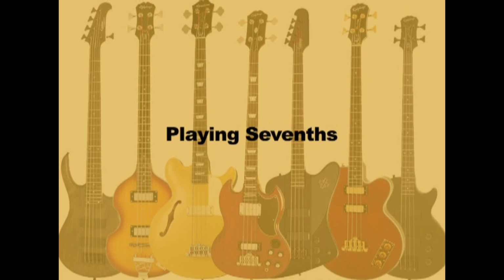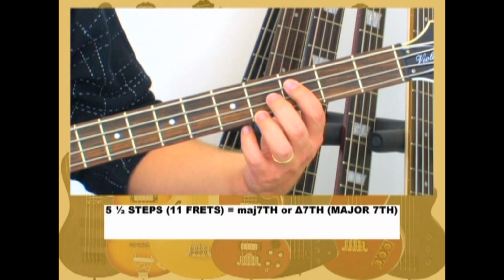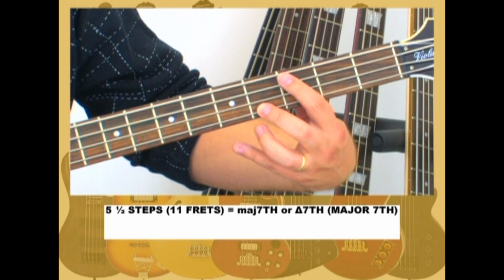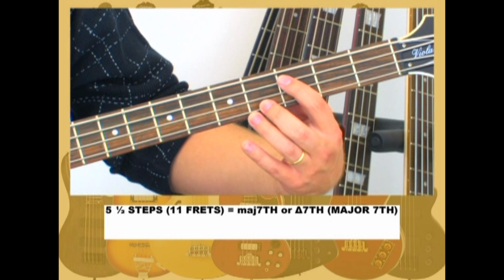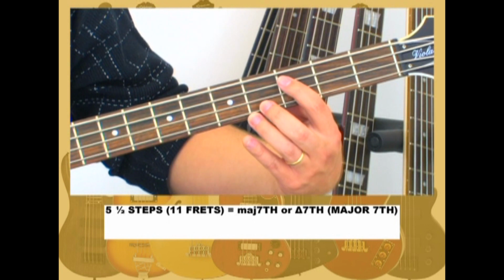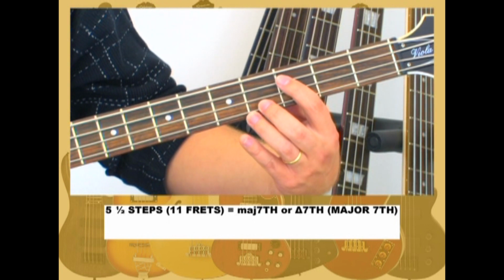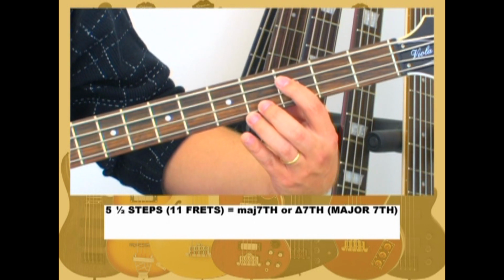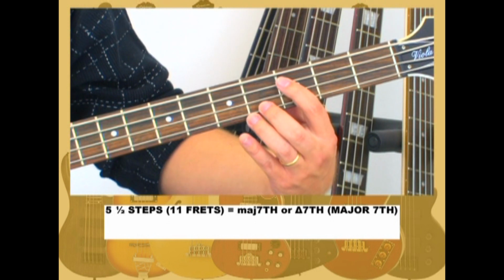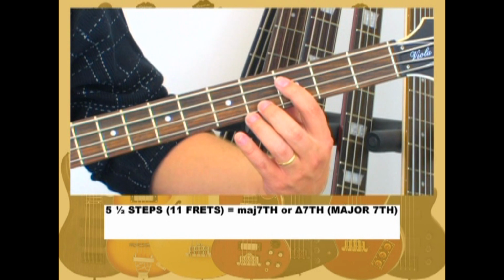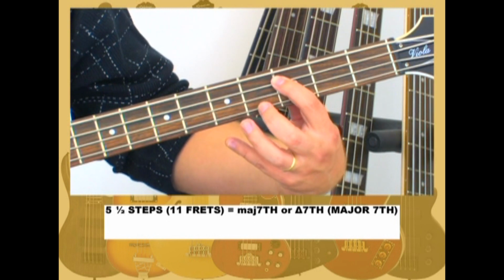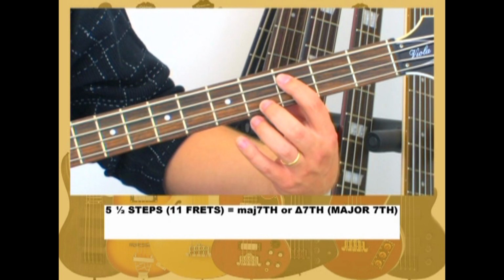Since we are using the C major scale, the 7th interval, C to B, is a major 7th interval. This is 5.5 steps, or 11 frets distance. As a rule, whenever you are naming this interval, you must include the word major, because a 7th by itself, as we will learn, is a different interval. So C to B is a major 7th interval.